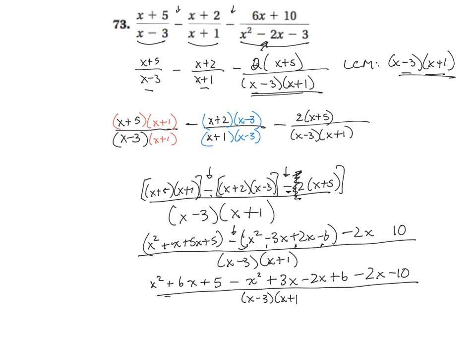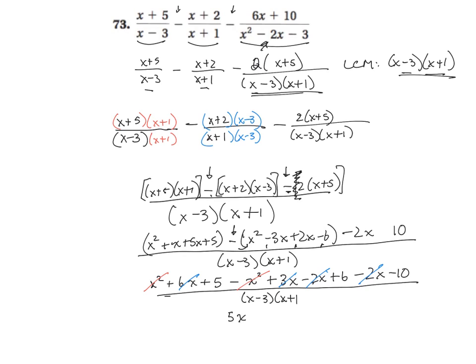Now I collect like terms at the top here. It looks like the x squareds cancel because one's positive, one's negative. And then I've got 6x plus 3x, that's 9x, minus 2x is 7x, minus another 2x would be 5x. Let me see if I did that right. 6 plus 3 is 9, minus 2 is 7, minus another 2 is 5. Yeah, it's 5x.